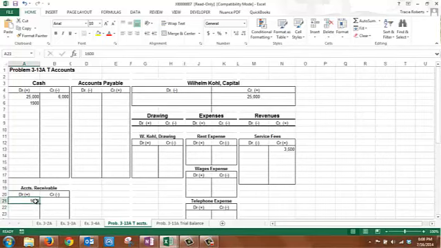Now if we go back and look at our debits and credits, remember, debits must equal credits. On our debit side, we have $1,600 plus $1,900, which is $3,500. On our credit side, we have $3,500.